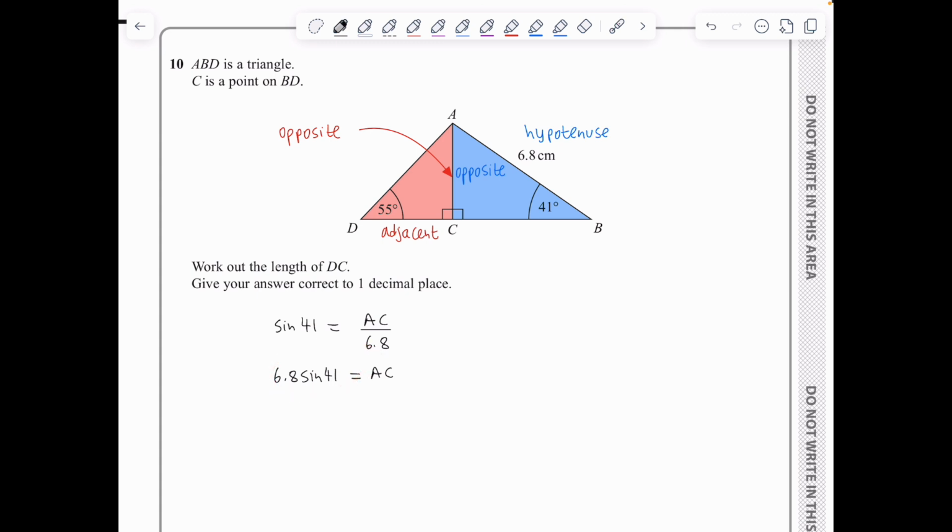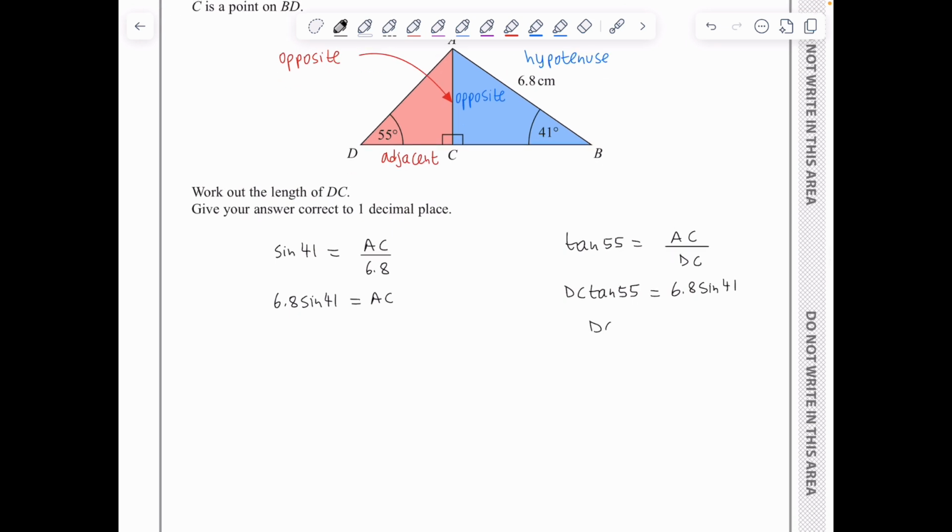We've got tan of 55. Tan is opposite over adjacent, which is the AC over the DC that we are trying to find. I will cross multiply again. We've got DC tan of 55 being equal to AC, which we know is 6.8 sine of 41, and therefore we have that DC is 6.8 sine of 41 over the tangent of 55.